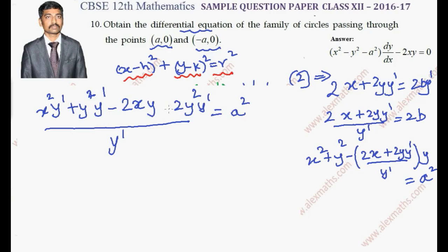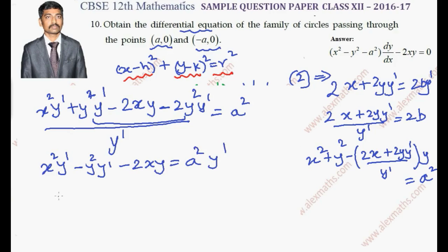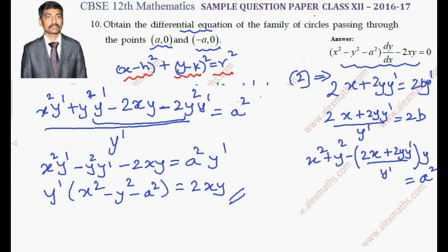Now we can simplify these two terms. So x square y dash plus y square y dash, that is minus y square y dash, because y square y dash minus 2y square y dash is minus y square y dash, minus 2xy equal to a square y dash. So we can take all the y dash terms to one side and take it common. We get x square minus y square minus a square equal to 2xy. This is the required equation. So we have the answer here: x square minus y square minus a square into dy by dx minus 2xy equal to 0.